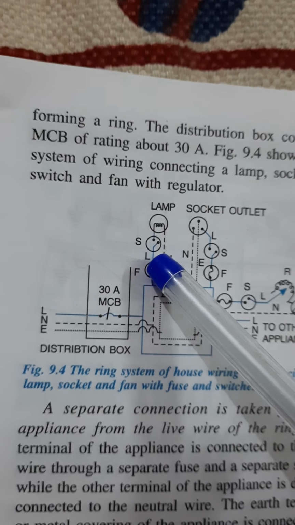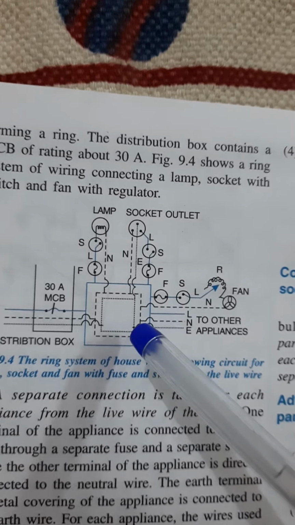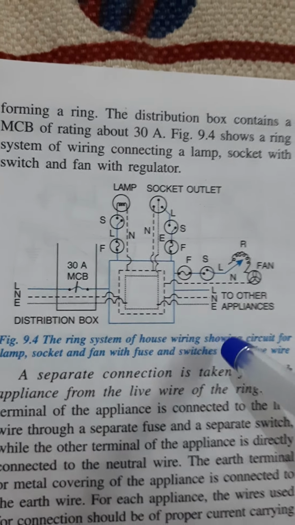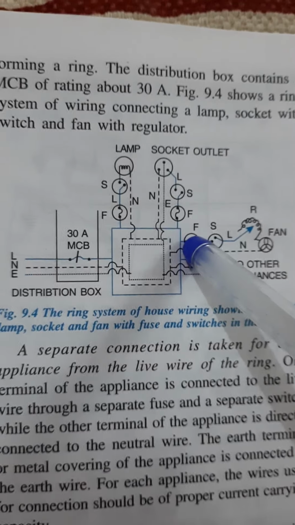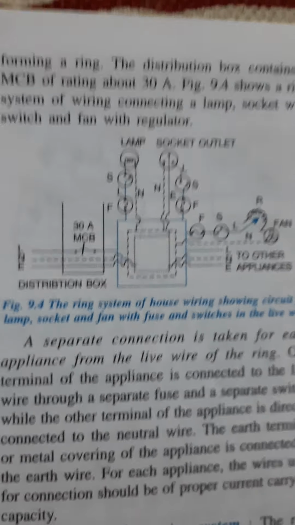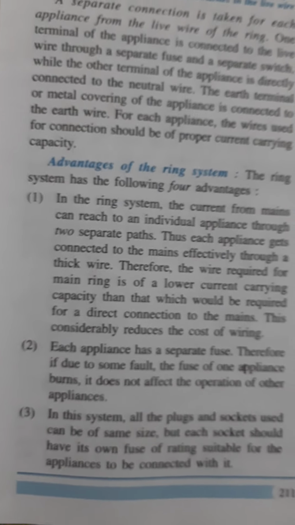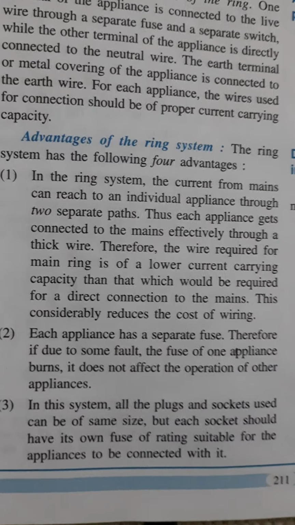If there is a problem in one appliance, then the other appliances will not be affected. You have seen in your house, if one appliance is faulty in your room, others will work. If there is a fault in the fan, only the fan will not work, but others will work. That is the main advantage of the ring system. If one appliance is affected, the others will be safe. And third, in this system all the plugs and sockets used can be the same size.